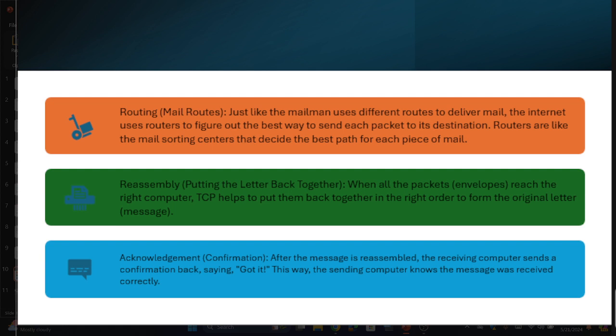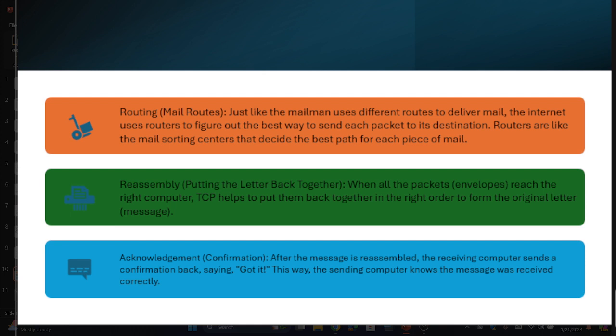And reassembly is like putting the letter back together. When all the packets, meaning envelopes, reach the right computer, TCP helps to put them back together in the right order to form the original letter. Then finally, acknowledgement, confirmation. Acknowledgement means confirmation. After the message is reassembled, the receiving computer sends a confirmation back saying got it. The sending computer knows the message was received correctly.